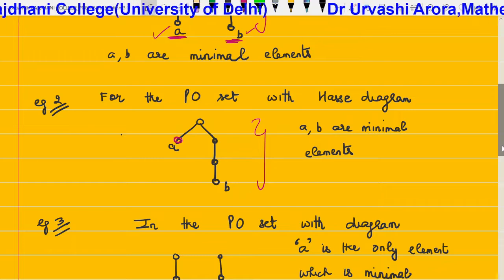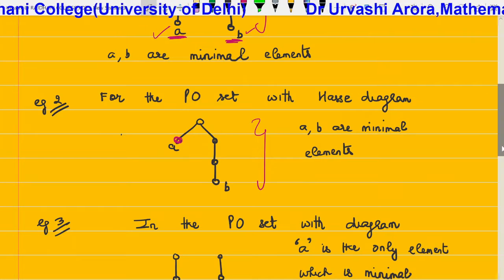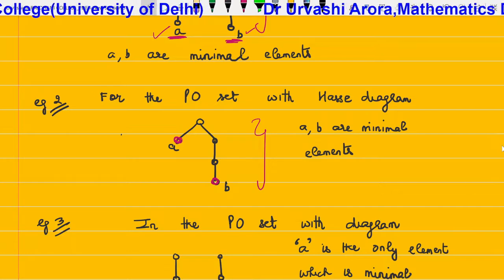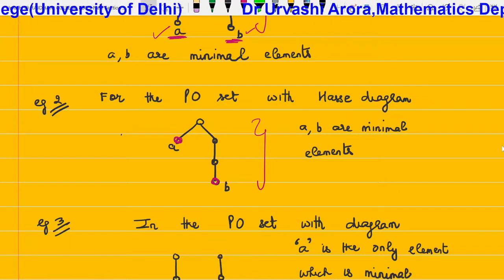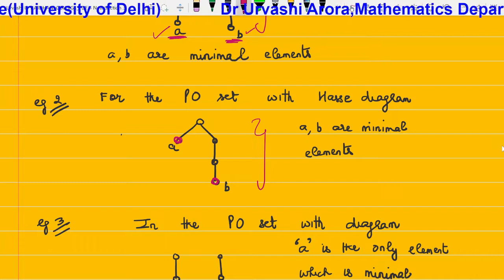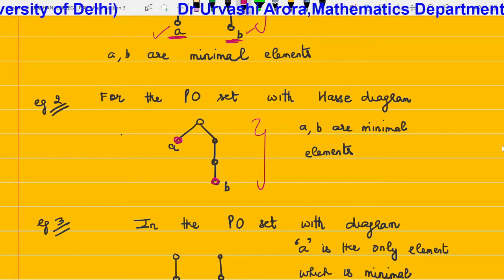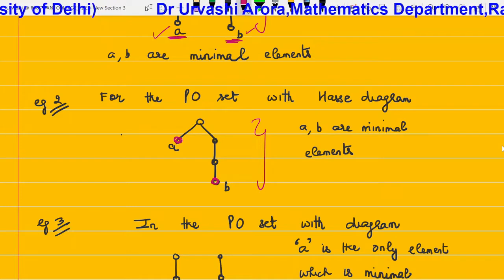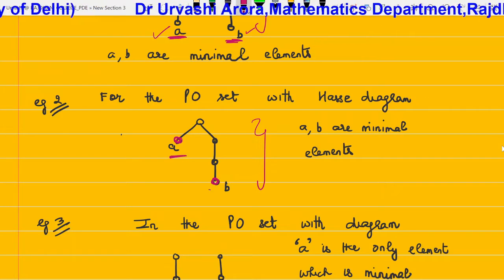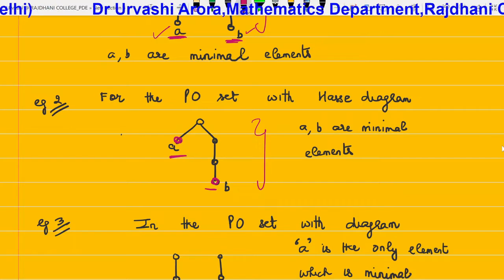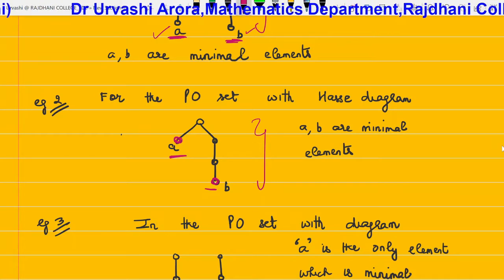Then this particular element which has been labeled as A, and this particular element which has been labeled as B, both these elements are behaving in such a way that there is no element of the PO set which is below A, and there is no element of the PO set which is below B, which means that both these elements are minimal elements. So this is another example of a PO set with more than one minimal element.